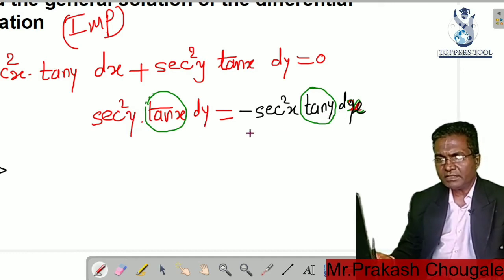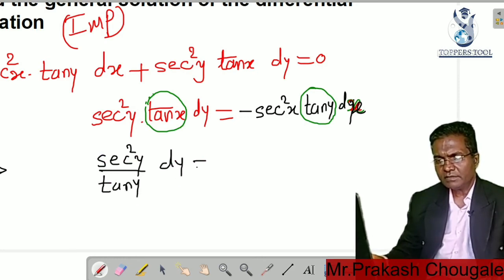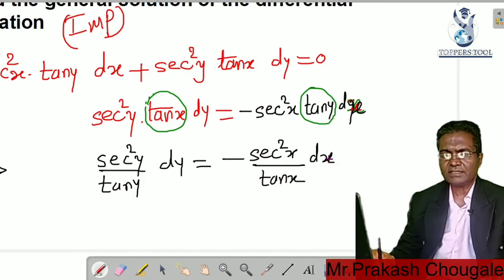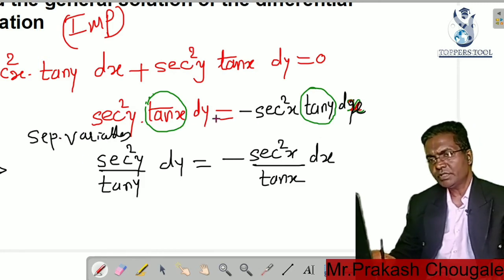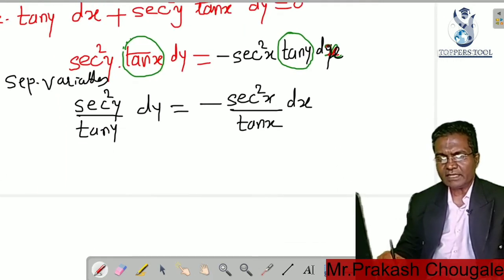Now you have to bring this tan y to this side and tan x to this side. So what should I write? Secant square y by tan y into dy equals minus secant square x divided by tan x, into dx. This is what separating variables is. Understood? You have to bring tan x to this side and tan y to this side. Integrate.